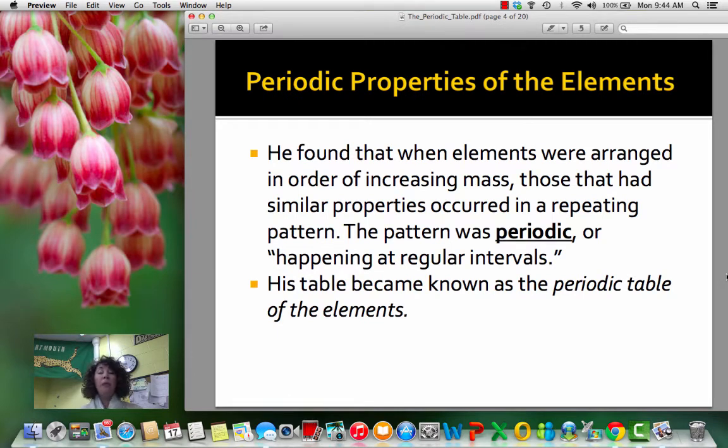Now, he found that when the elements were arranged in order of that increasing atomic mass, similar properties occurred in a repeating pattern. The pattern was periodic, which means repeating, or happening at regular intervals. And so he named his table the periodic table of the elements.